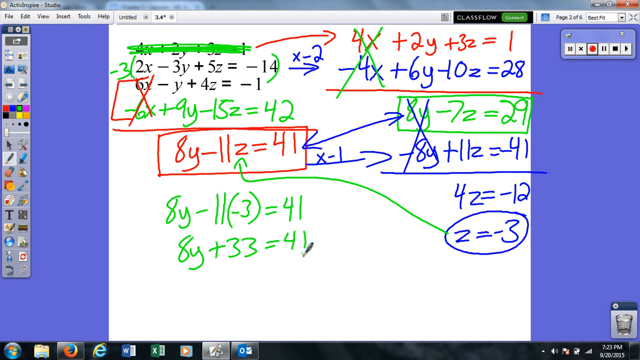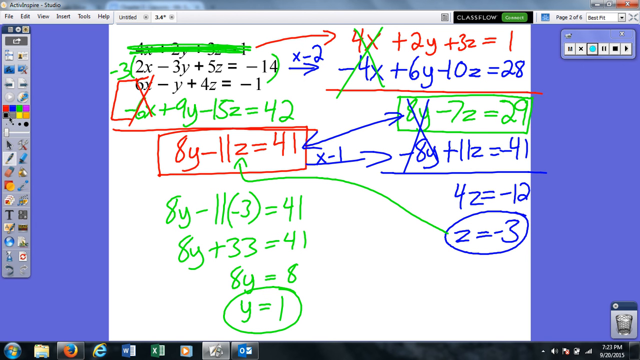Then to solve this for y, we're going to have to subtract 33 from both sides, where we get 8y equals 8. Divide both sides by 8, and y equals 1. Now we've found two of the three variables.